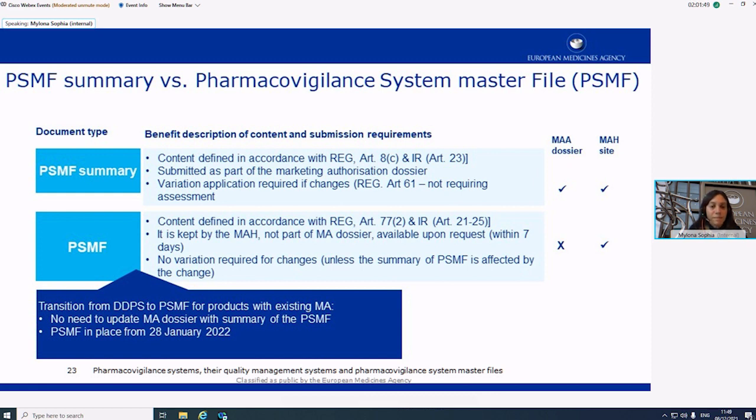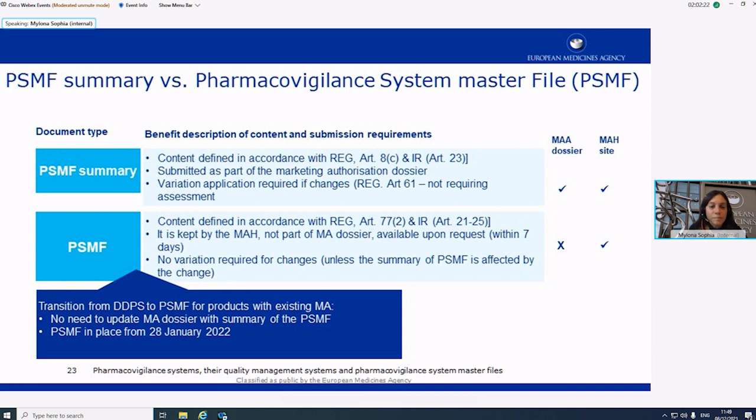Now, the PSMF doesn't go in the dossier, and if there are changes to the PSMF, there will not be a need for variations. The PSMF will be important for the NCAs, so it may be requested, and you should be able to submit a copy within 7 days upon request. And as I said, it's not in the dossier, but we will have to have access at the MAH site.